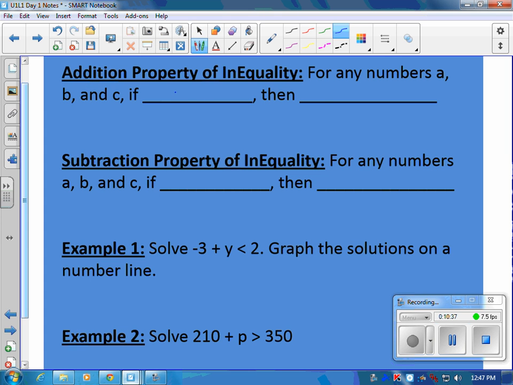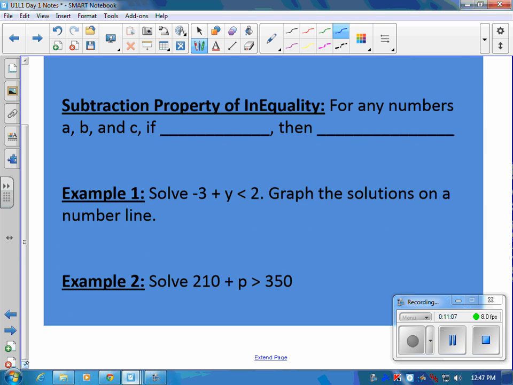So here I'm going to have greater than. If A is greater than B, then A plus C is greater than B plus C. And the same for subtraction. So whether I have an equal sign, greater than, less than, greater than or equal to, less than or equal to, the addition and the subtraction properties are the exact same. Nothing changes. What I do to one side, I must do to the other, and nothing else changes. It's all the exact same.